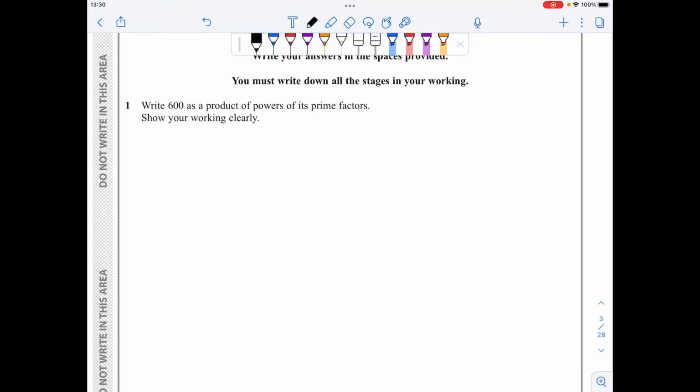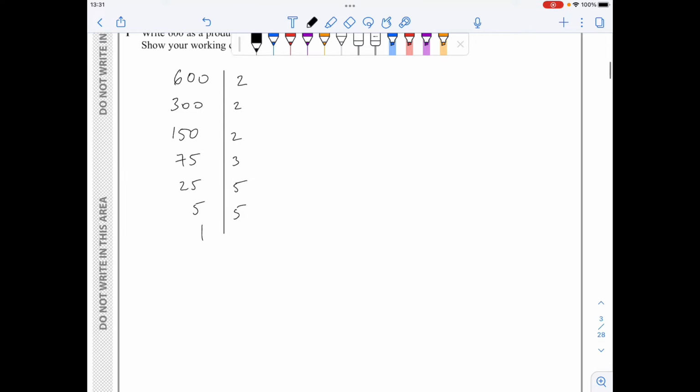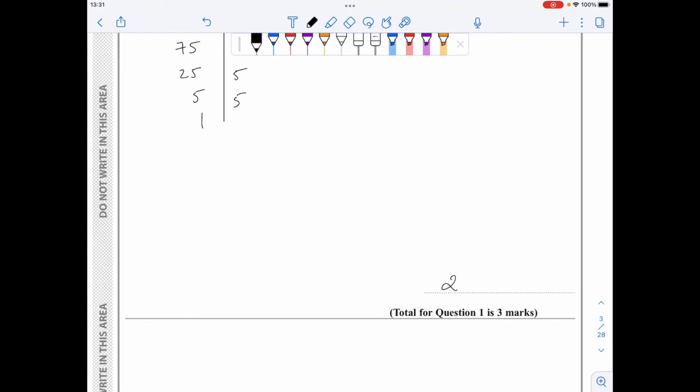For question 1, I'll consecutively divide 600 by prime numbers. So 600 by 2 is 300, divided by 2 is 150, divided by 2, that's 75, divided by 3, 25, divided by 5, you get a 5, finally divided by 5, you get 1. So the answer is 2 to the power of 3 times 3 to the power of 1 times 5 to the power of 2.